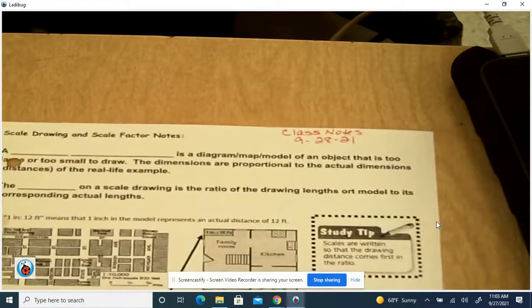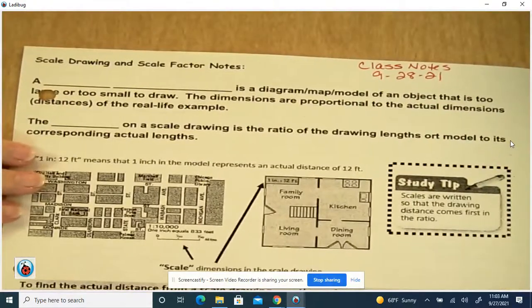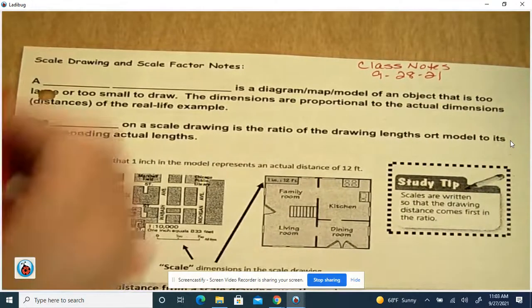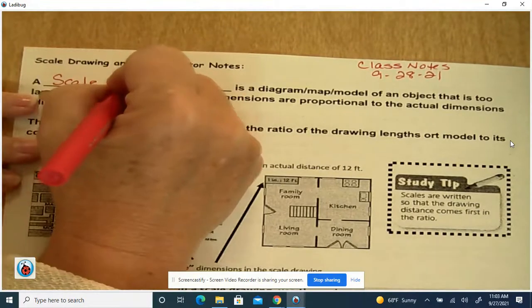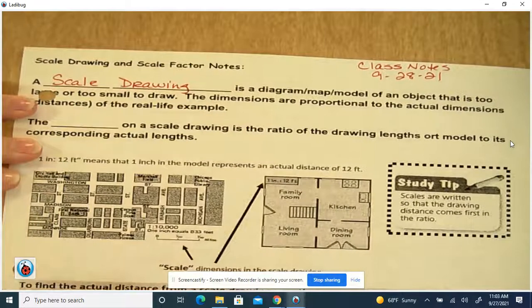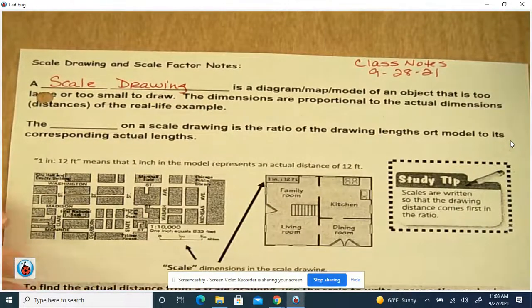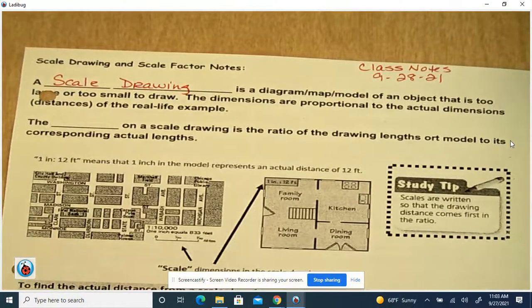Okay, this video is going to be on scale drawing again and scale factors. We'll start by looking at the fill in the blanks. A scale drawing is a diagram, map, or model of an object that is too large or too small to draw. The dimensions are proportional to the actual dimensions of the real life example.